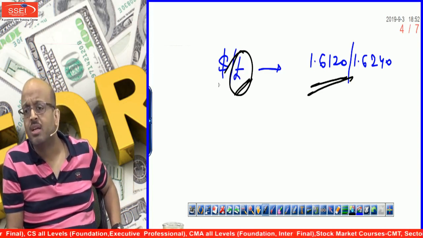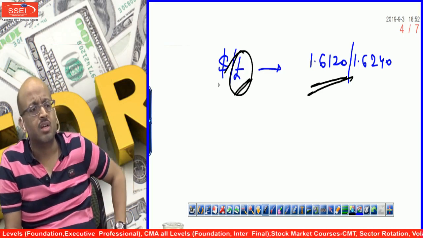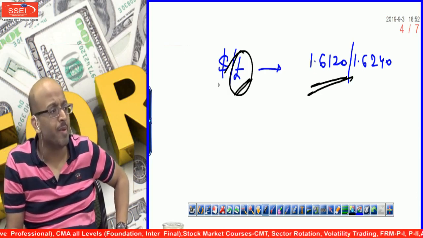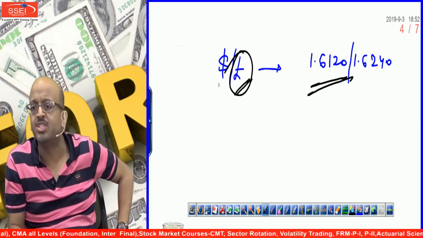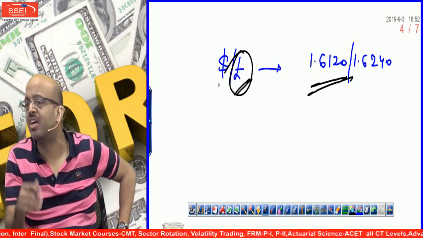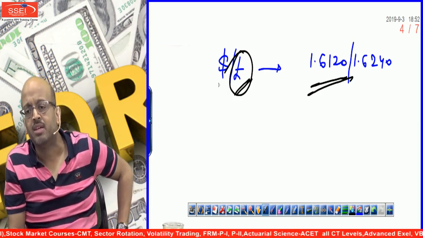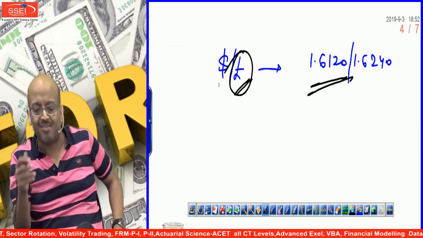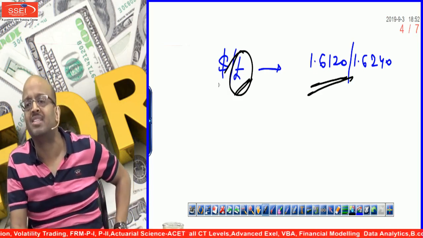Selling. Go to the bank to buy $80,000. You have to pay pound now. To buy $80,000, you have to pay pound. So you are selling pound still. The question was just crafted in a different manner. The question was buying $80,000. I will not think about dollar, I will think about pound, because what is the base currency? Pound.